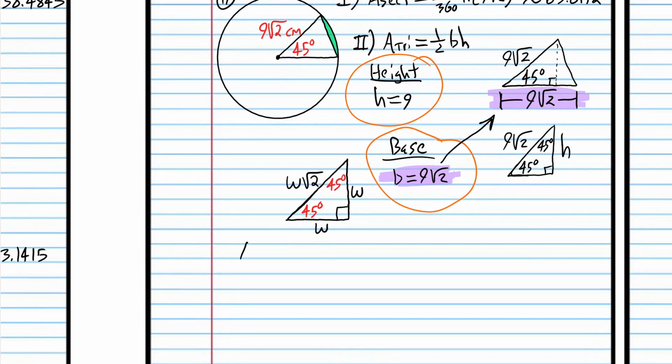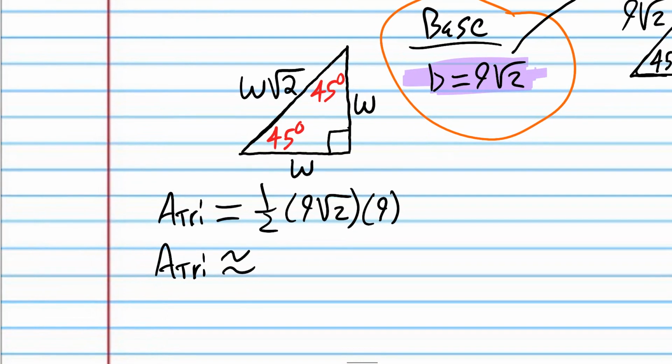And so the area of the triangle, now that we have the base and the height, is 1/2 times the base, which is 9 root 2, times the height. And again, you have to be careful when you enter that into your calculator. 0.5 times 9 equals, times 2, and then the root button equals, and then times 9 equals. So we get 57.2756.